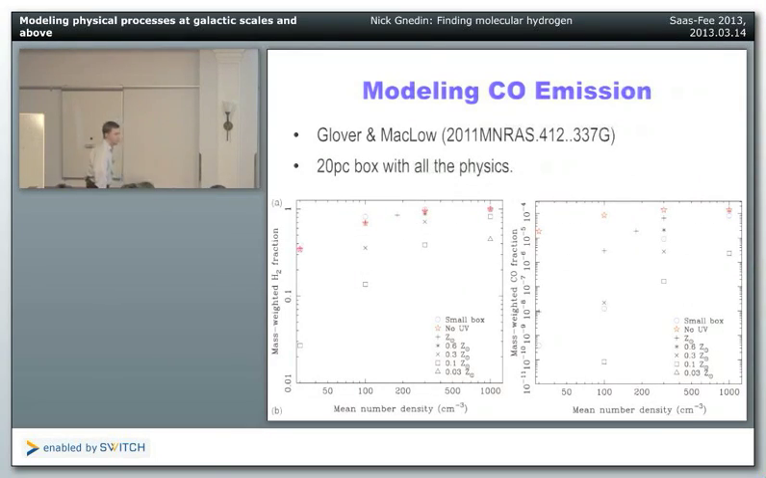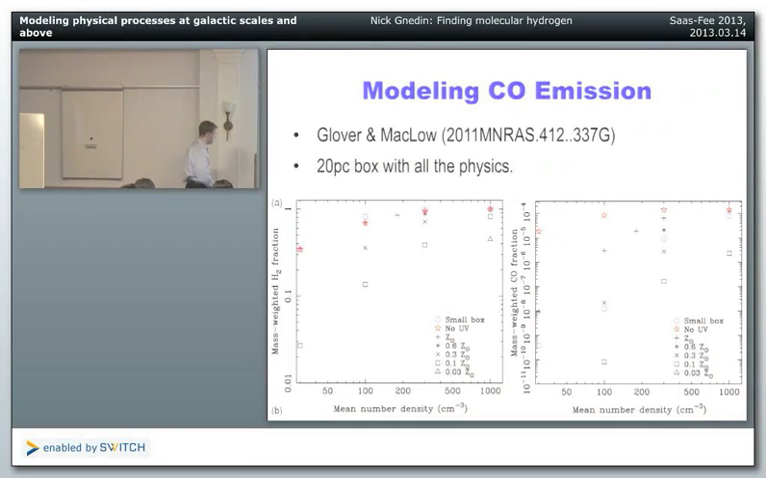The simulation that I want to talk about is by Glover and Mac Low. It's actually a whole series of simulations, a series of papers. It's a 20 parsec box of a piece of the ISM, which includes a lot of physics, including radiative transfer in a rather crude approximation, and a lot of reactions for the formation of CO and other molecules, and they all interact dynamically. So there is a lot of subcycling and a lot of chemistry in it.